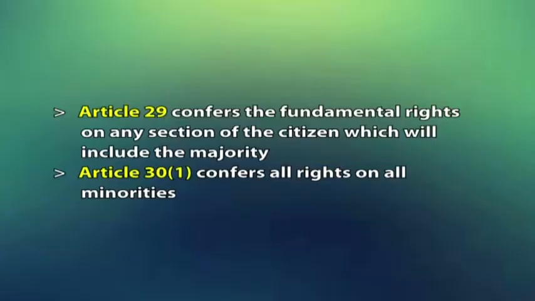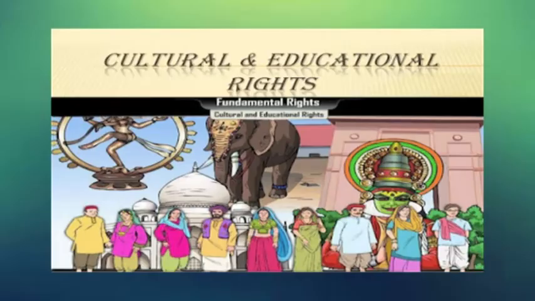If Article 29 and 30 are grouped together, it will be wrong to restrict the rights of minority to establish and administer educational institution concerned with language, script and culture of the minorities. The reasons are, firstly, Article 29 confers the fundamental rights on any section of the citizen, which will include the majority also, whereas Article 30 Clause 1 confers all rights on all minorities. Secondly, Article 29 Clause 1 is concerned with language, script or culture, whereas Article 30 Clause 1 deals with minorities based on religion or language.